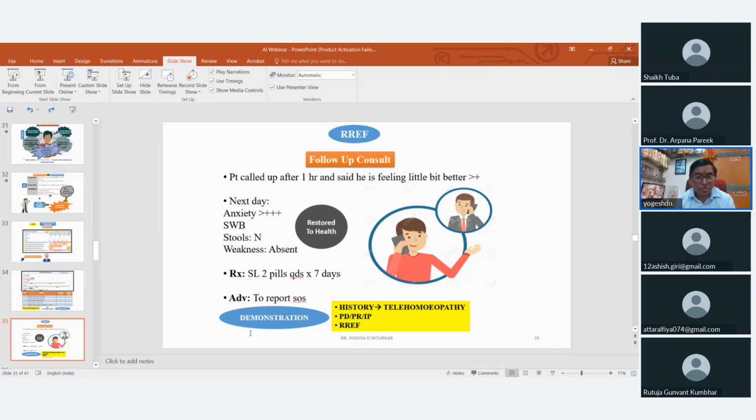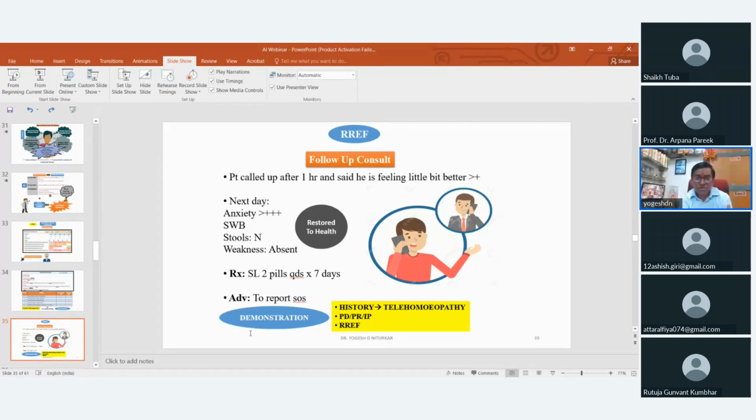So I had advised him to report SOS. Treatment of SL2 pills was given so that he can have a psychological relief, psychological comfort. For that, I had given Saclac pills, and I had assured him that nothing will happen to him. And this talks about the demonstration of history in view of telehomeopathy, the problem definition, problem resolution, and the interview plan that we are having.